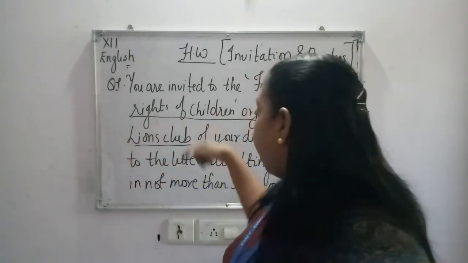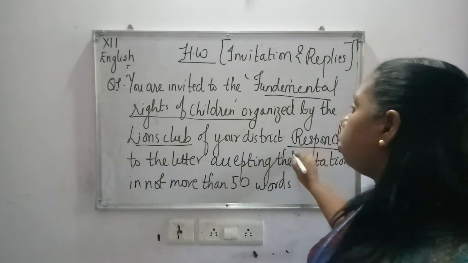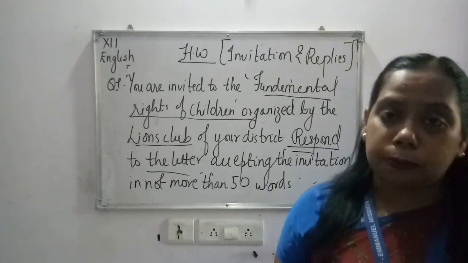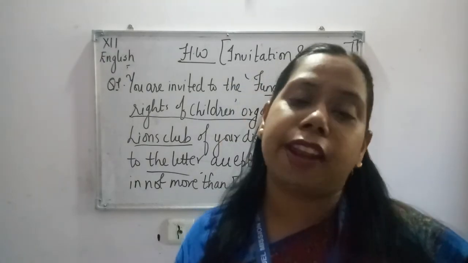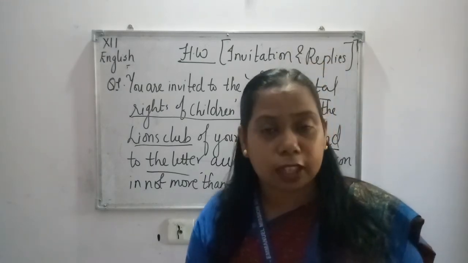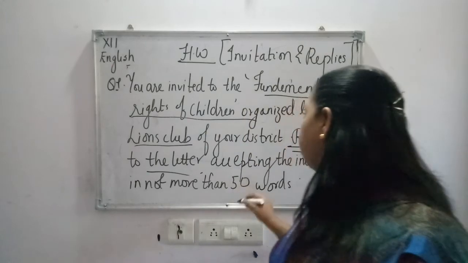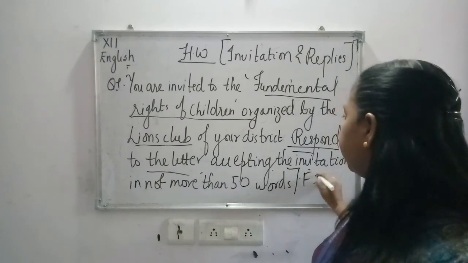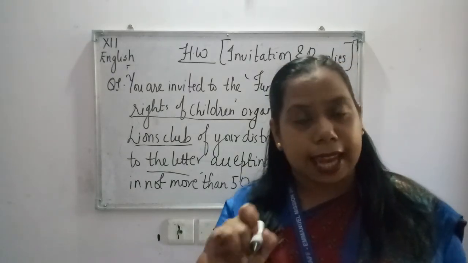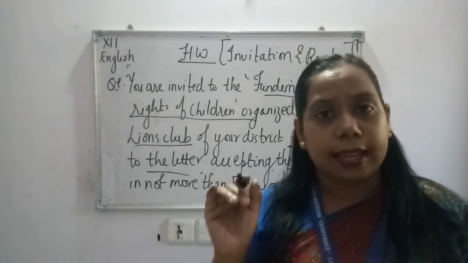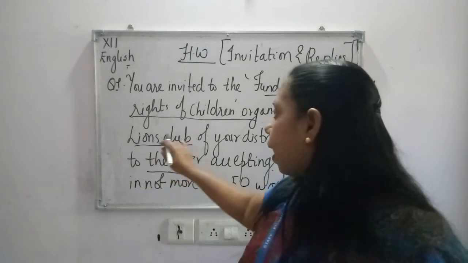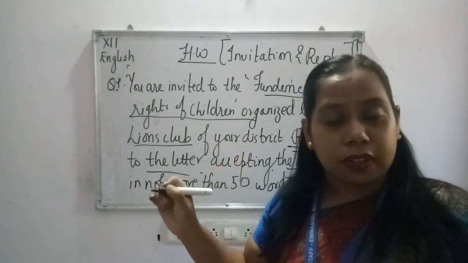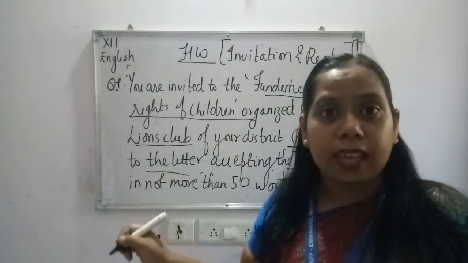First of all, see if it is a reply question, because it is written, respond to the letter. So now you have to reply. So what invitation have you got, and which reply? If you have got a formal invitation, you have to reply in a formal way. If you have received an informal invitation, you have to reply like that. So now, respond to the letter accepting the invitation. Just write a formal letter of acceptance. Sender's address, date, receiver's address, subject, accepting to be present at the Fundamental Rights of Children.